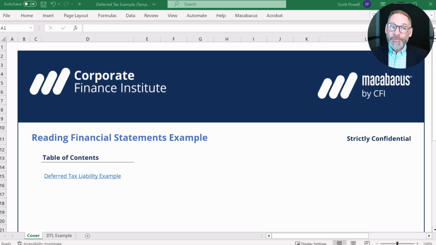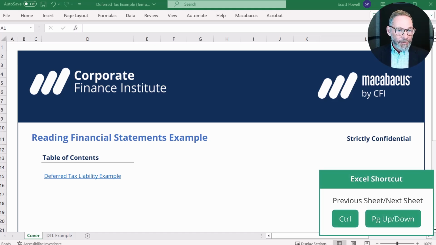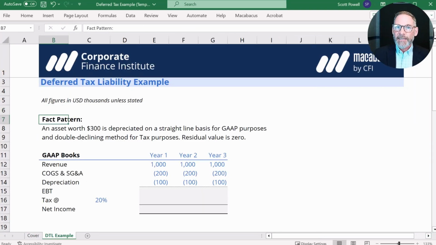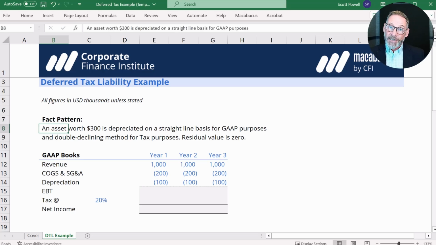Okay, hopefully you've downloaded the deferred tax example template and you can work through it with me. I'm on the cover page right now, but let's get right into it. Let me get into Excel. Control Page Down. And here I have the fact pattern. So these are in thousands. I could quote things in thousands, but I'm going to quote them just as they are. So for example, it says an asset worth 300. Well, that's 300,000, but I'm just going to say 300 for simplicity.